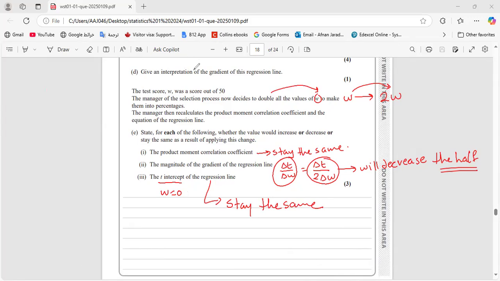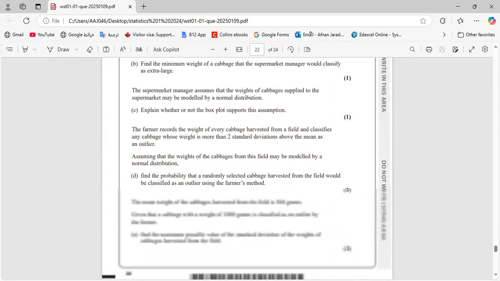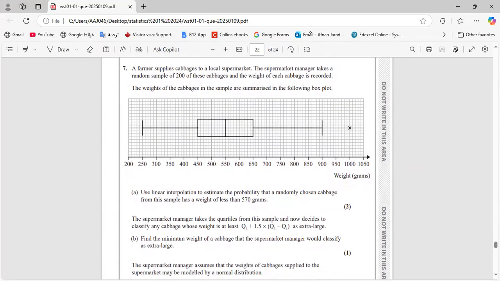Okay, going from this question to question number 7. Question number 7: a farmer supplies cabbages to a local supermarket. The supermarket manager takes a random sample of 200 of these cabbages, and the weight of each one is recorded. The weights of the cabbages in the sample are summarized in the following box plots. Looking at this box plot, it's about symmetrical.